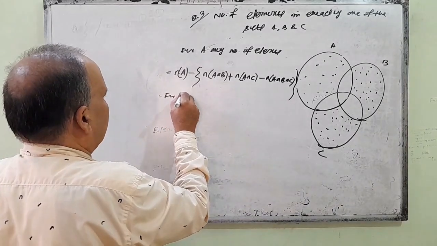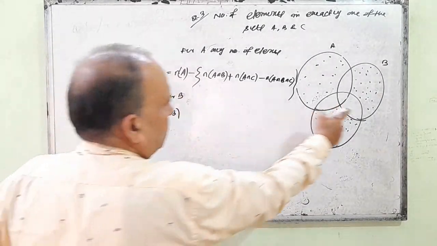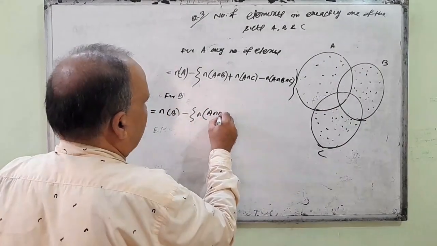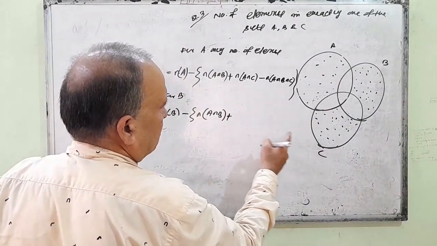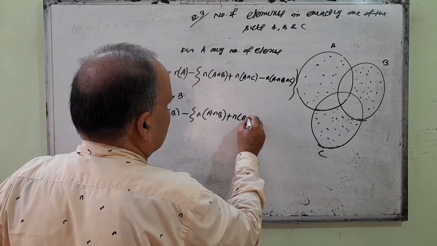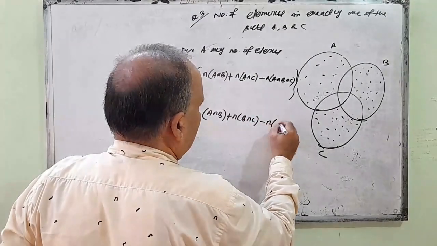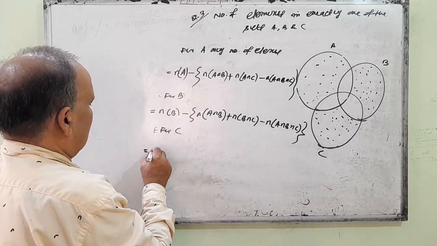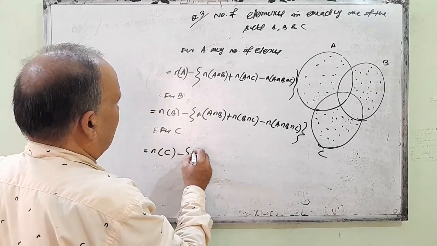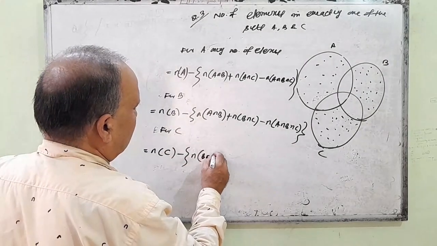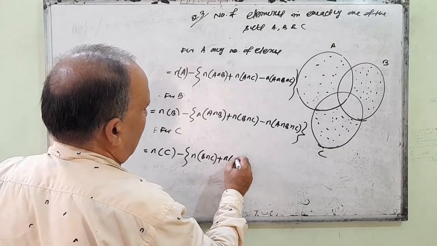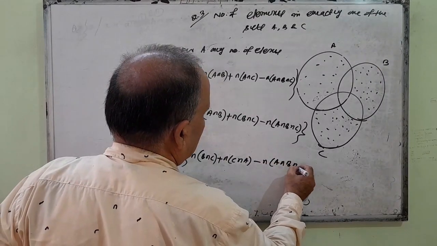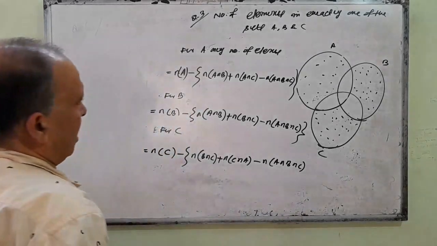Similarly, for B, it is order of B minus order of A intersection B plus order of B intersection C minus order of A intersection B intersection C. For C, it is order of C minus order of B intersection C plus order of C intersection A minus order of A intersection B intersection C. Now you add all these.